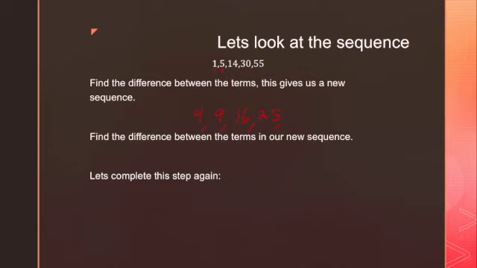Now let's find the difference between the terms in this sequence. 9 minus 4 is 5. 16 minus 9 is 7. 25 minus 16 is 9. Okay, still nothing very exciting. But what if we do this step again? That means 7 minus 5 gives me 2. 9 minus 7 gives me 2. Now I have a constant term, and there's a constant difference between each of my terms.